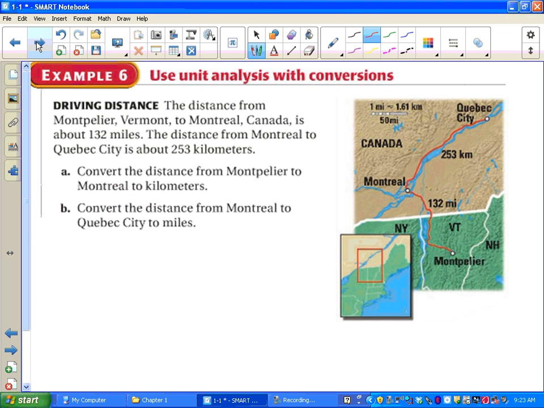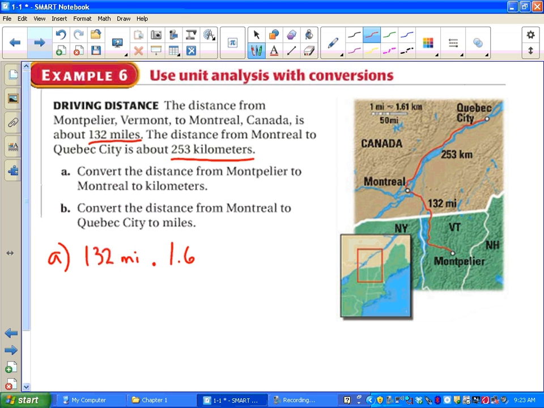Now for an applied example, we're going to use unit analysis with conversions. The problem says the distance from, I don't know how to pronounce all of these things, Montpelier, Vermont, to Montreal, Canada, is 132 miles. The distance from Montreal to Quebec is 253 kilometers. Notice the units aren't the same. We want to convert the distance from Montpelier to Montreal to kilometers, which really means we want to convert 132 miles to kilometers. Again, this requires a conversion rate that you might not know.